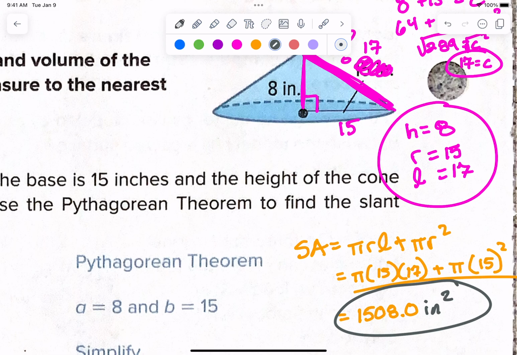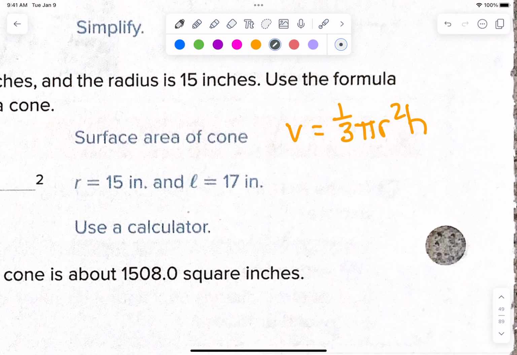You did something wrong? You didn't type it in right? Oh. He bumped a number.